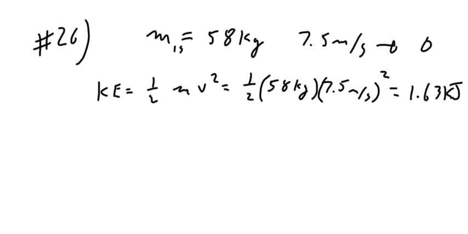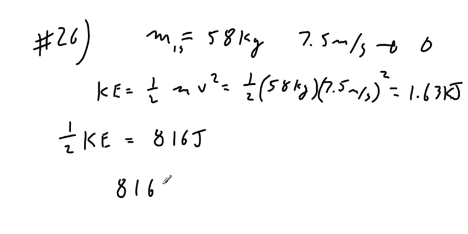Now, half of that kinetic energy is melting the ice. So half of that kinetic energy will be, we'll call it 816 joules. And that's what's being used to melt the ice. Now, the amount of ice that's going to be melted: I've got 816 joules, and that's going to be the mass of the ice being melted times the latent heat of the ice. And I'd have to go look that up because I don't remember it.